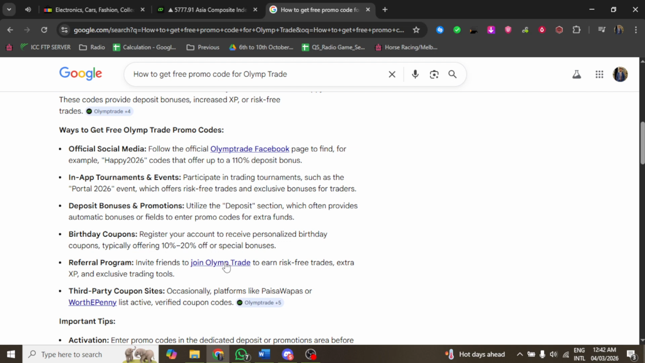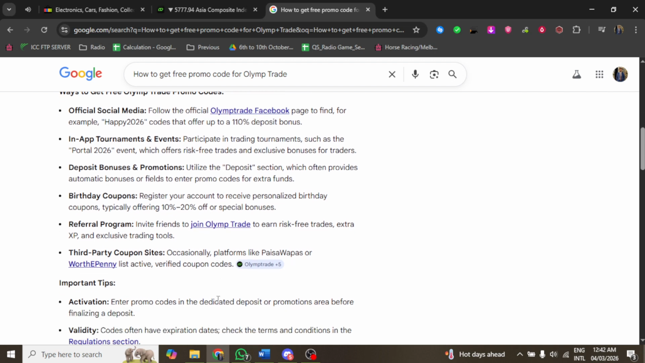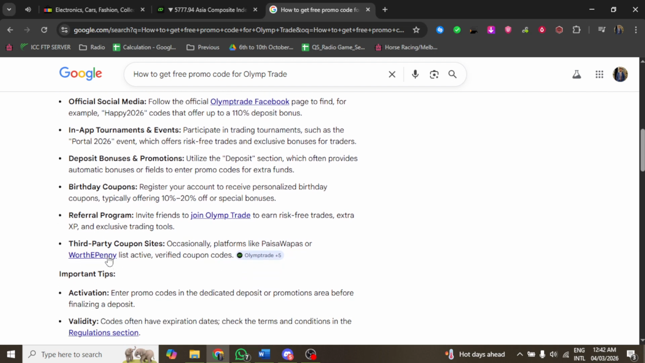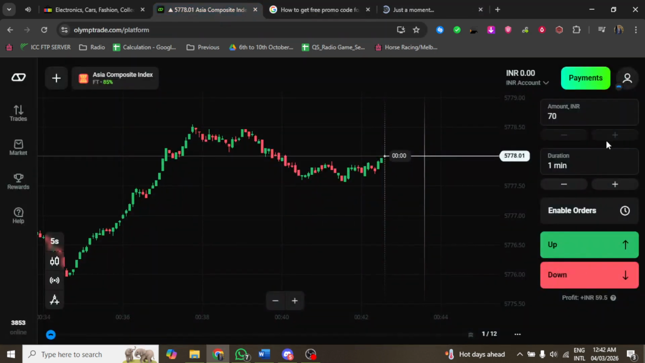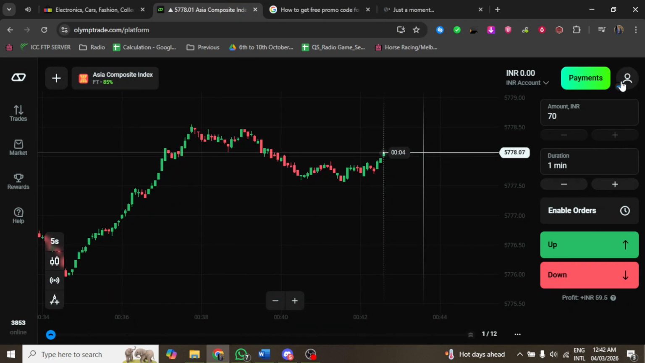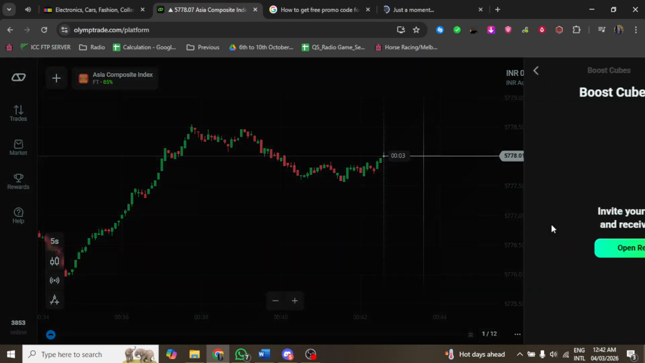Next, consider joining Olymp Trade communities and forums where traders actively share deals and promo codes. Platforms such as Telegram groups, trading blogs, and dedicated forums often feature verified promo codes shared by members. When engaging in these communities, do so respectfully and take the time to verify any codes that are shared before using them.